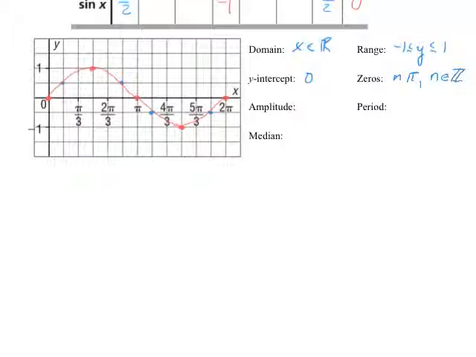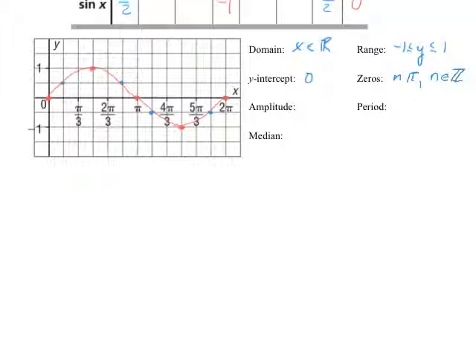Again, integers, positive whole numbers and their opposites, so -2, -1, 0, 1, 2, 3. So any multiple of pi, where we have integers multiplied to pi, those are going to be x-intercepts or zeros for our function.